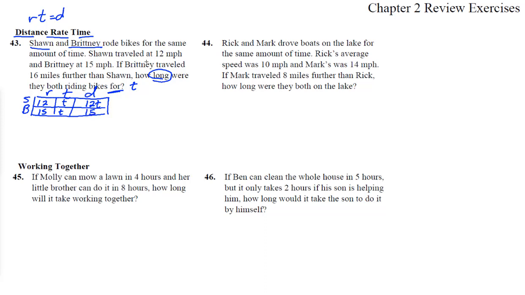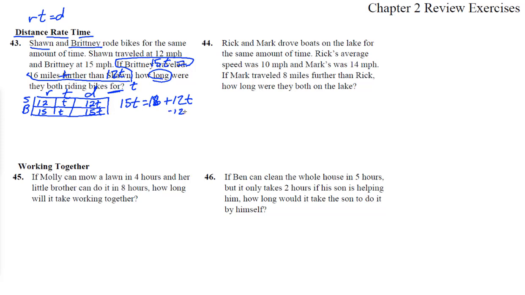Now notice right here, Brittany traveled, that's 15t, equals 16 further than what Sean traveled, and that's 12t. There's our equation right there. This sentence actually gives us the equation. If Brittany, 15t, traveled 16 miles further than Sean, 12t, then how far along were they traveling? Okay, so minus 16. Oh, no, just take the 12t over.